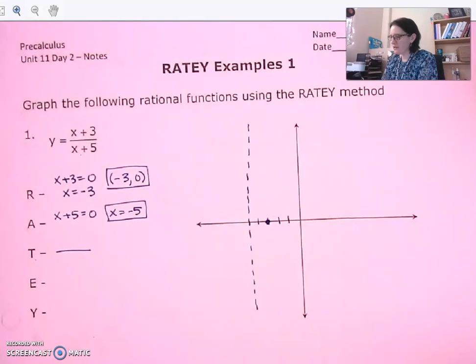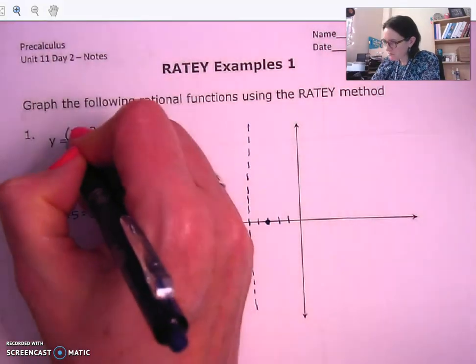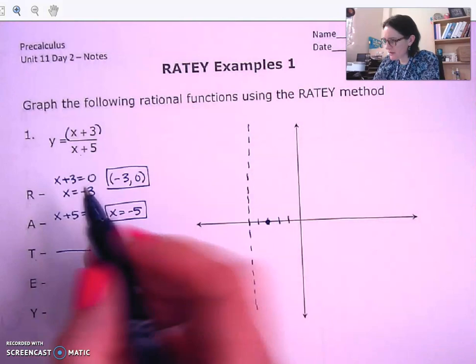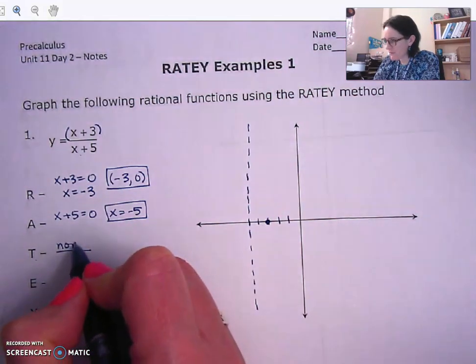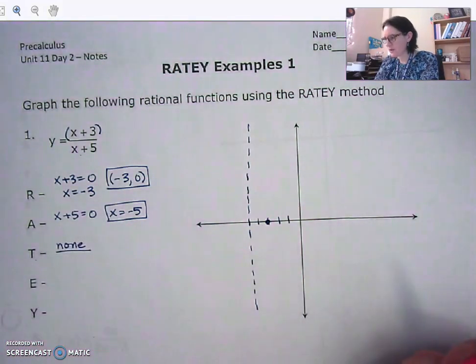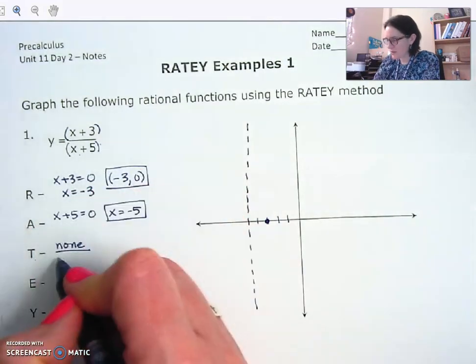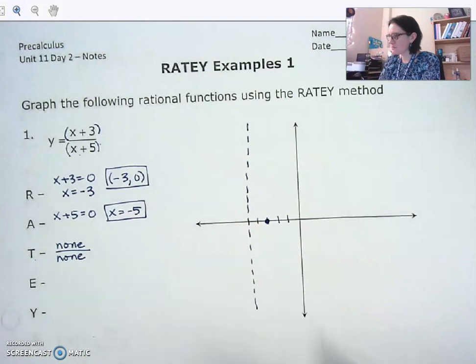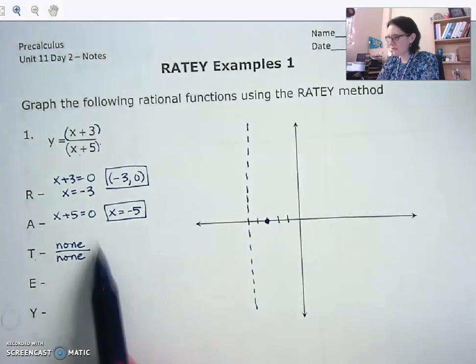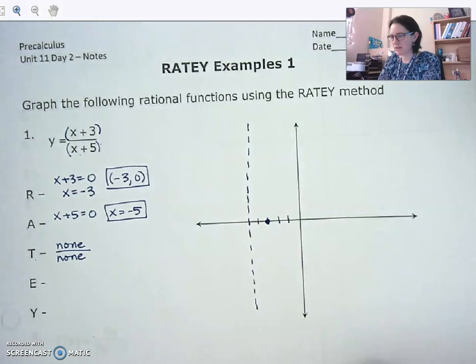So in this case, we're looking at x plus 3 squared, and it's not, so I have none, no squared factors. And here it's also not squared, so I have none. And we'll explain this more as we get into problems where there is stuff squared.